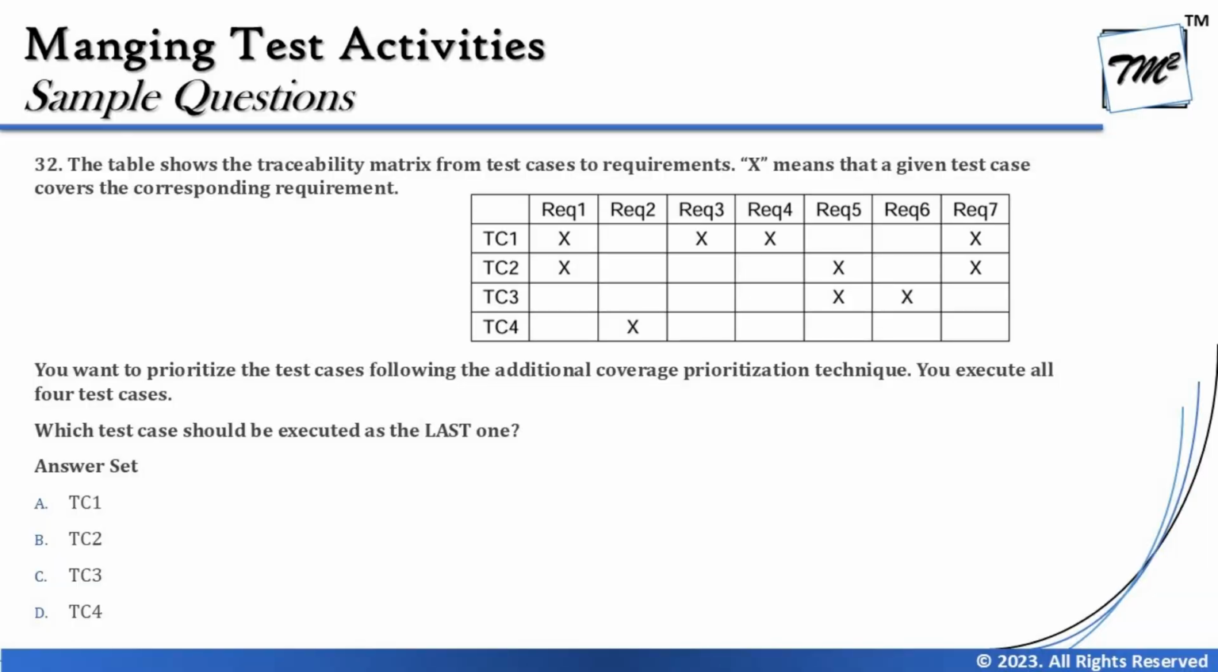Let's go ahead, and the question says, you want to prioritize the test cases following the additional coverage prioritization technique. You execute all 4 test cases. Which test case should be executed at last one?